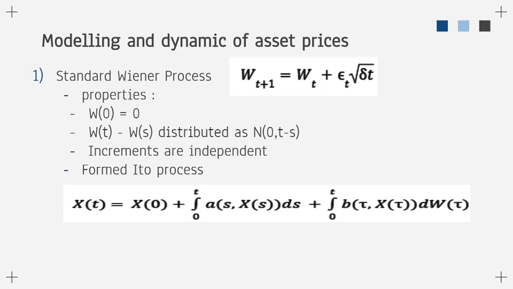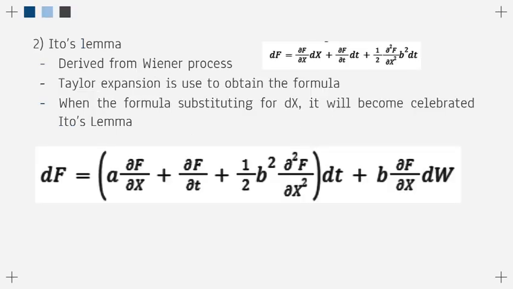From the standard Wiener process, we can form the Ito process. The second is Ito's lemma, and it is derived from the Wiener process. Taylor expansion is used to obtain the formula. This is the formula, and when the formula is substituted for dX, it will become the celebrated Ito's lemma, and this is the formula for the celebrated Ito's lemma.